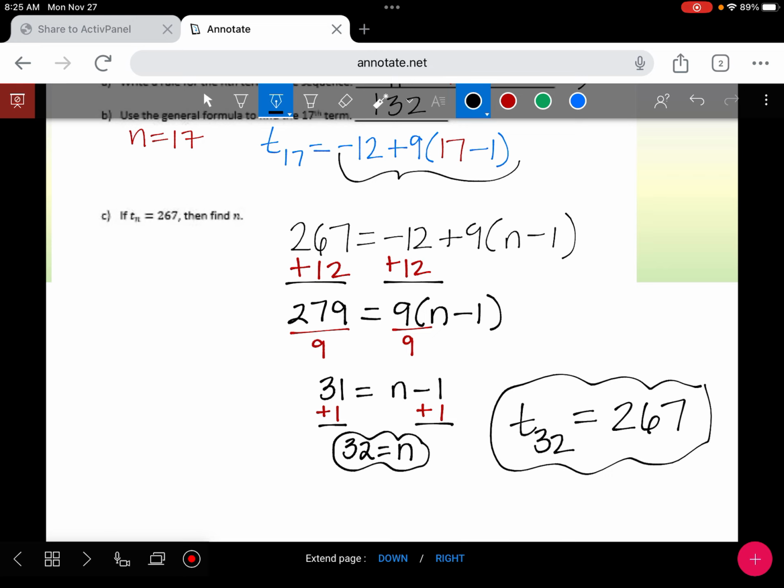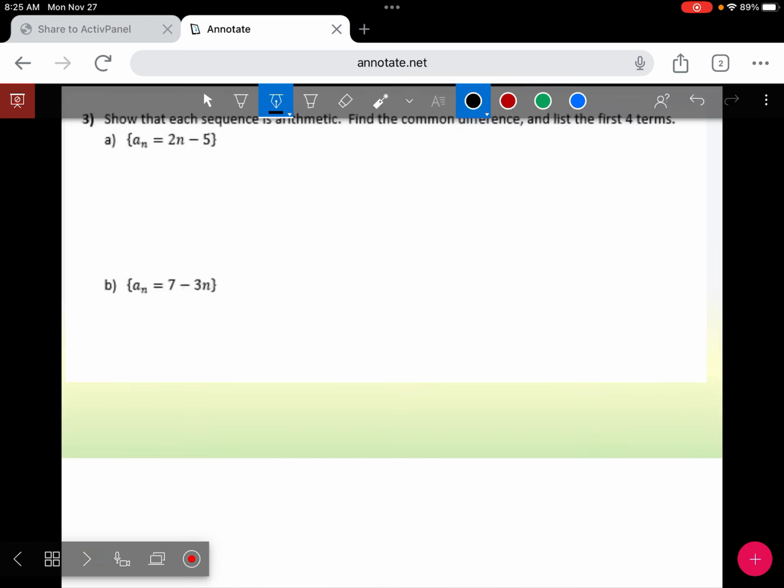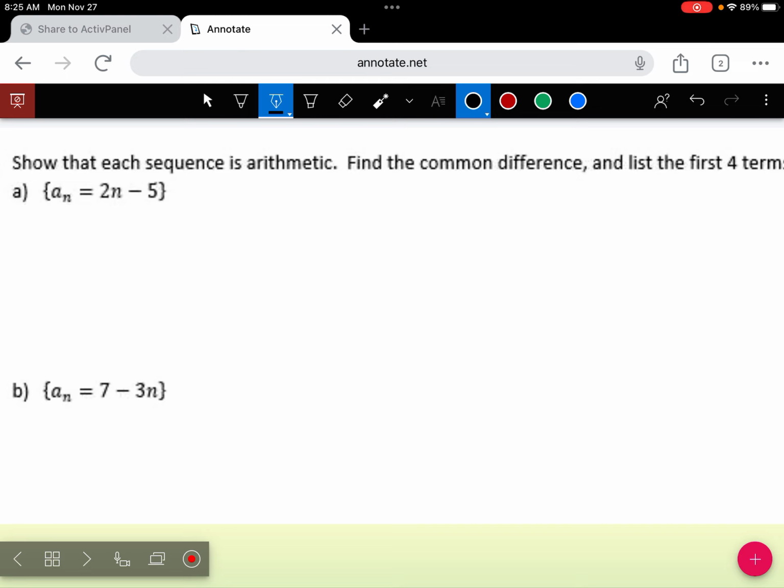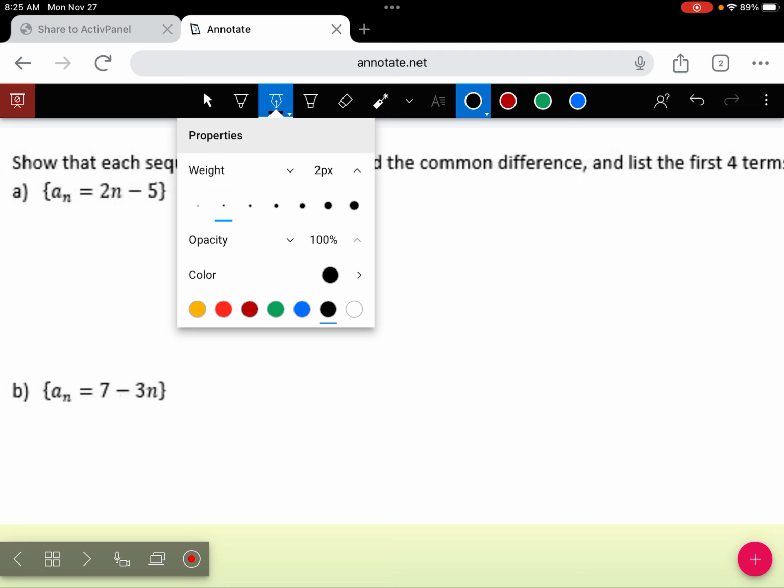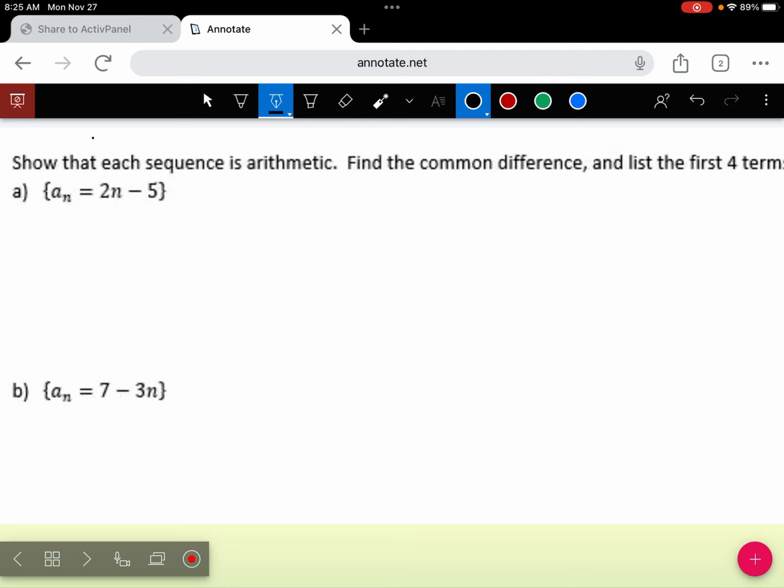All right, just a couple more questions and then I'm going to show you your Chapter 5 test. Let's go ahead and look at this next one. It says, show that each sequence is arithmetic and find the common difference in the first 4 terms. So they gave us the rule. So I want you to use this rule to find your first 4 terms.